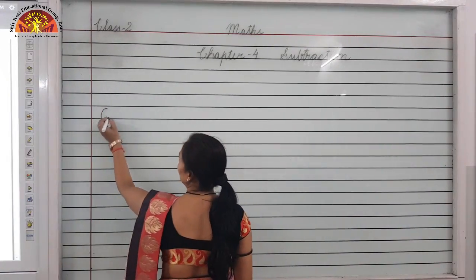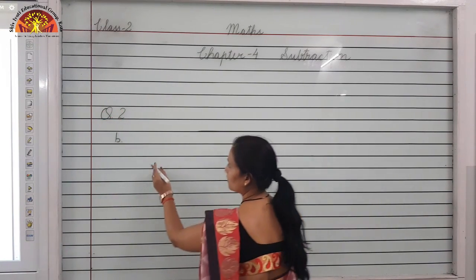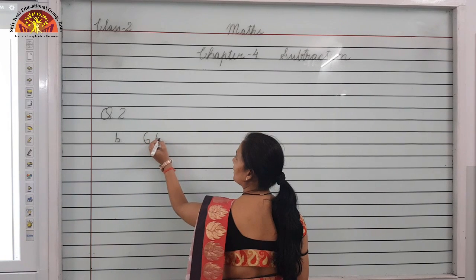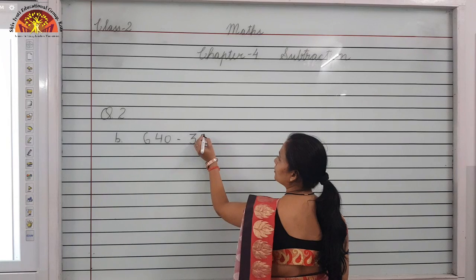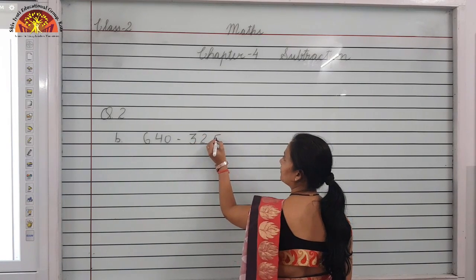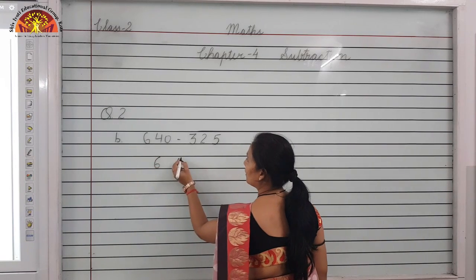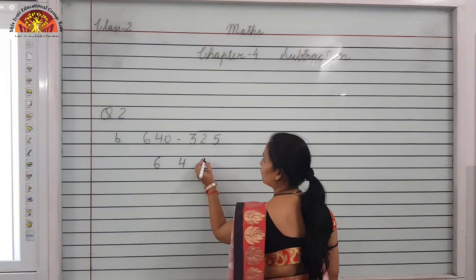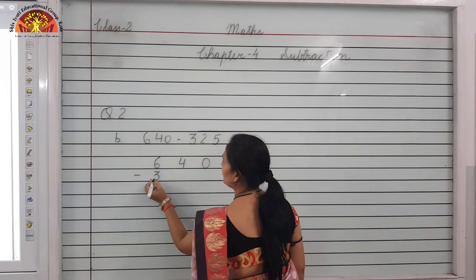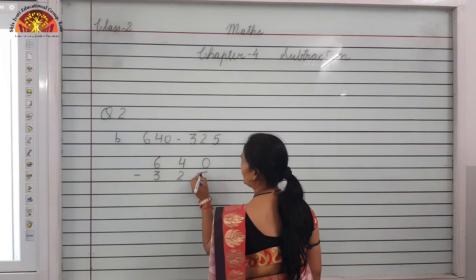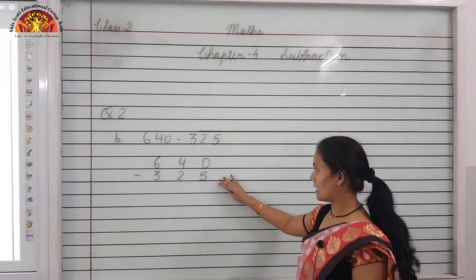Question number 2, B. Your question is 640 minus 325. So we will write 640 minus 325. Now first of all we will start from here.